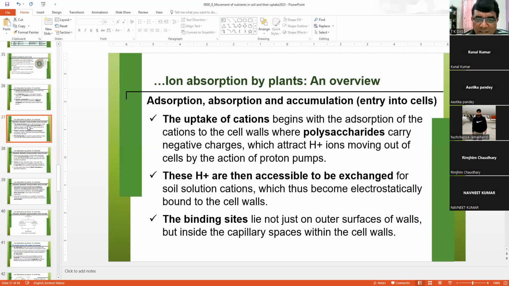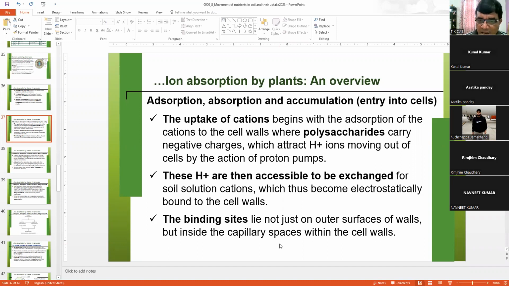Polysaccharides carry negative charges which attract hydrogen ions moving out of cells by the action of proton pumps. These hydrogen ions are then accessible to be exchanged for soil solution cations, which thus become electrostatically bound to the cell wall. So now your cations will come in contact with the cell wall. This hydrogen will help to bring potassium or calcium, something like this.